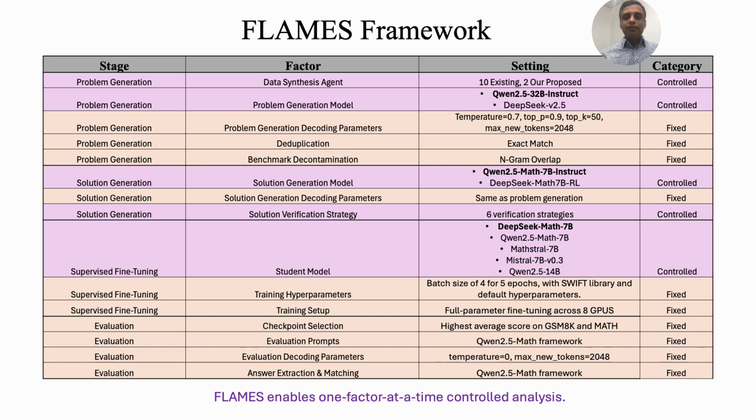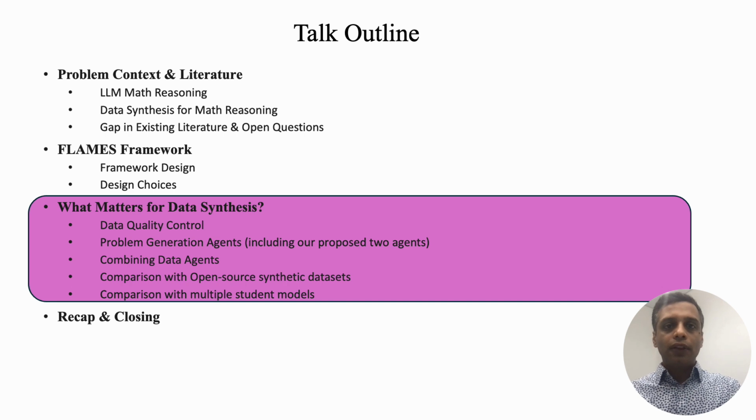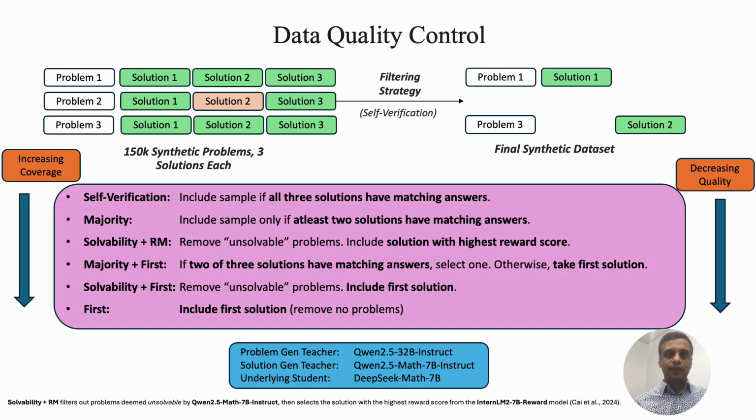As part of the Flames framework, we list all the factors involved and define fixed values for each of them. For some factors, we perform rigorous study to establish learnings on what works best. Our Flames framework enables controlled analysis where we can vary one factor at a time and see its impact. Now we will move to discussing our studies and learnings.